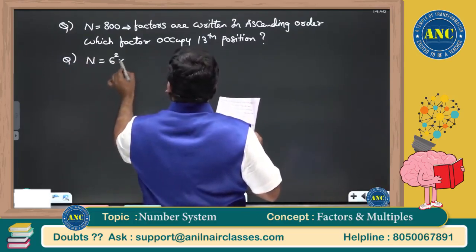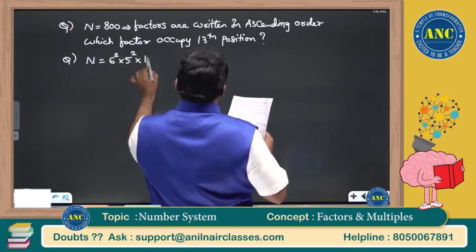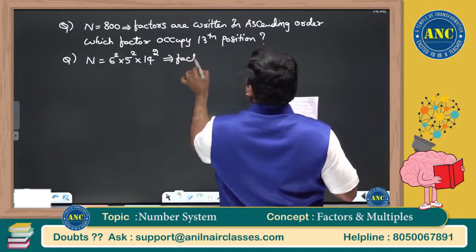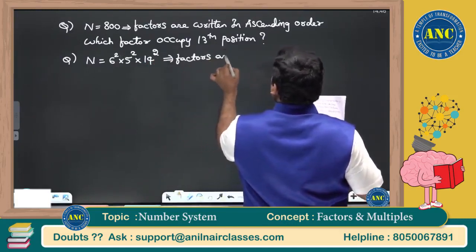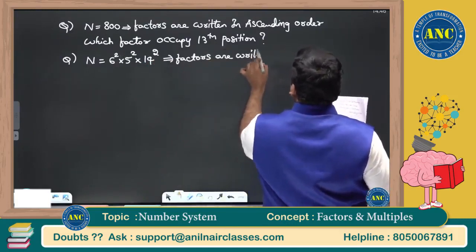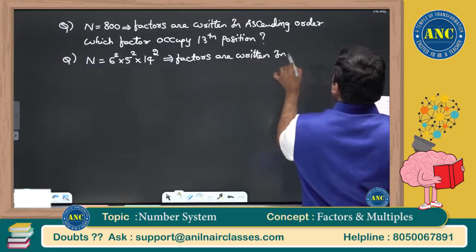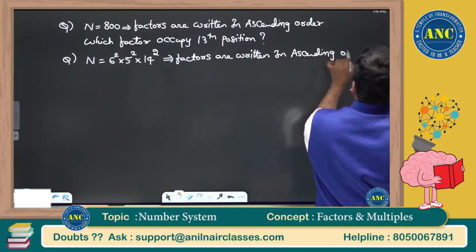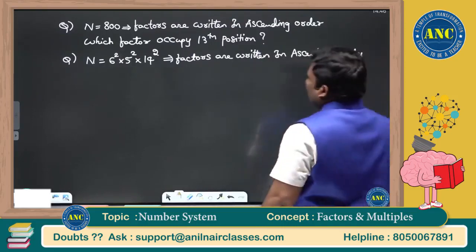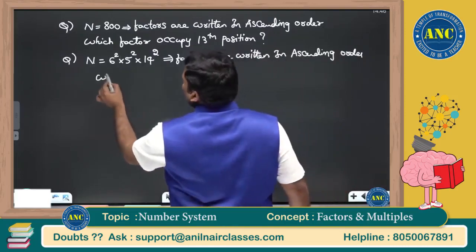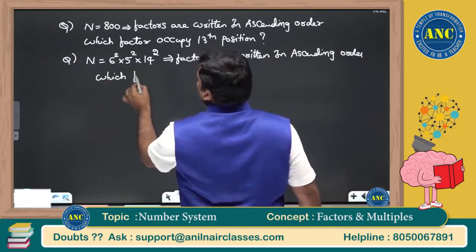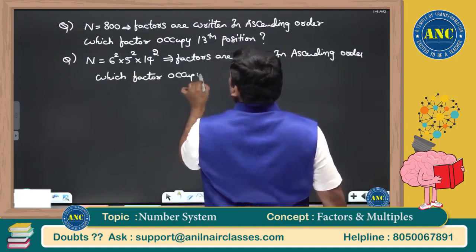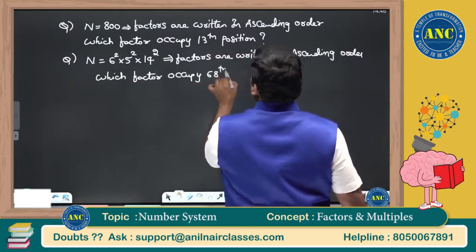Second one. N equals 6 square into 5 square into 14 square. This is the number. Factors are written in ascending order. Exam model question, sir. Which factor occupies the 68th position?